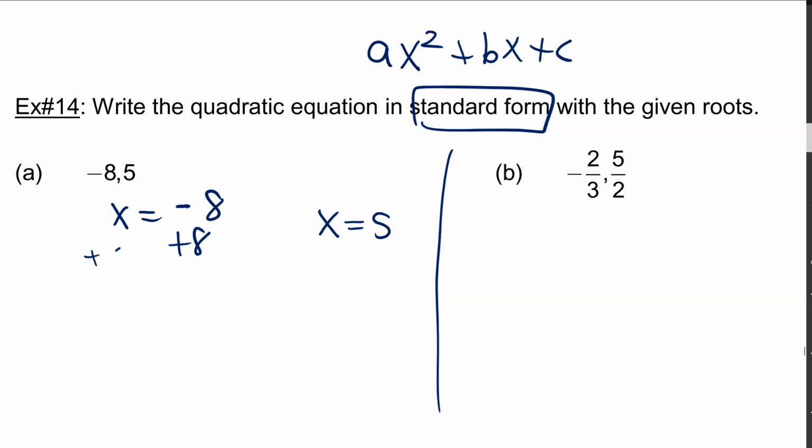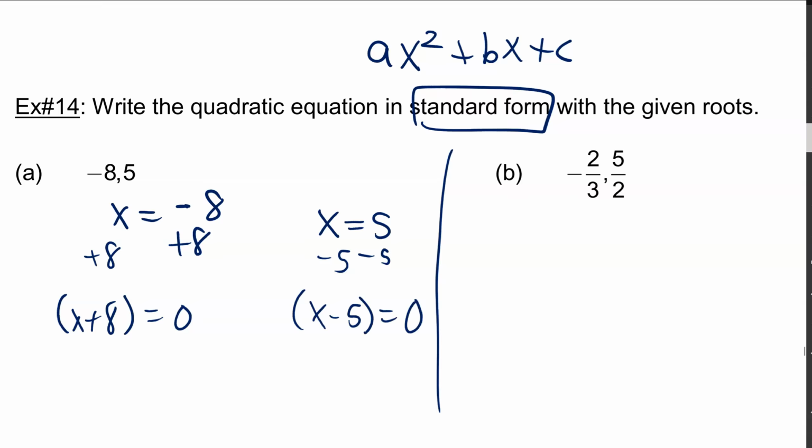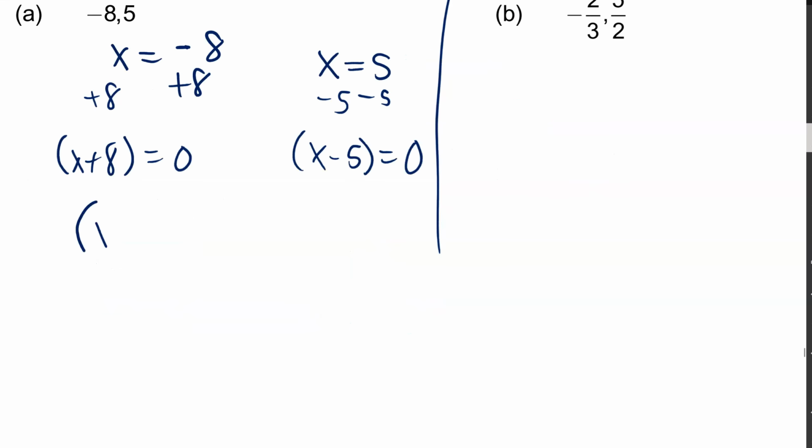So I'm going to add 8 to both sides here. So I have x plus 8 equals 0. Subtract 5. So I have x minus 5 equals 0. So now that I have two binomials, these must be my two binomials that I can FOIL together to find my quadratic. So if I take x plus 8 times x minus 5, that should equal 0, right, for my quadratic.